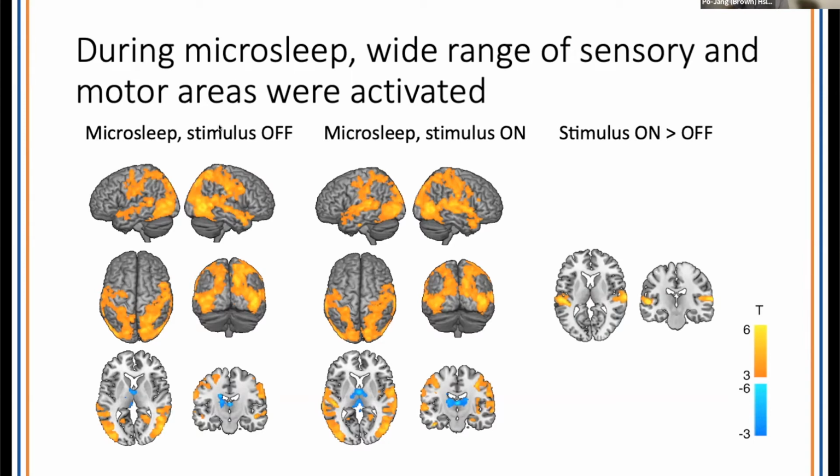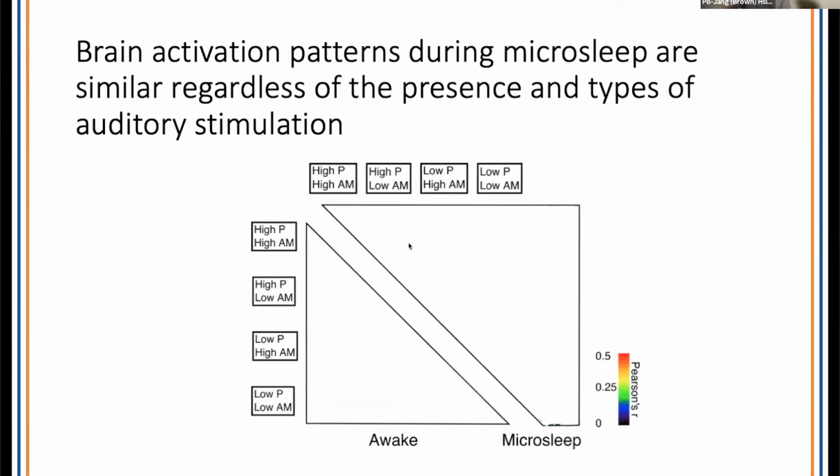And when you take the contrast of stimulus on minus stimulus off, you can see that the activation is limited to the auditory cortex only. So these data are basically showing that during microsleep, this activation probably has nothing to do with auditory information. And if auditory information is playing any role, it is limited to the auditory cortex. And here's another way to analyze the data. Because we have four kinds of different sounds, we can take the brain activation responding to the four different kinds of sounds and run a similarity check.